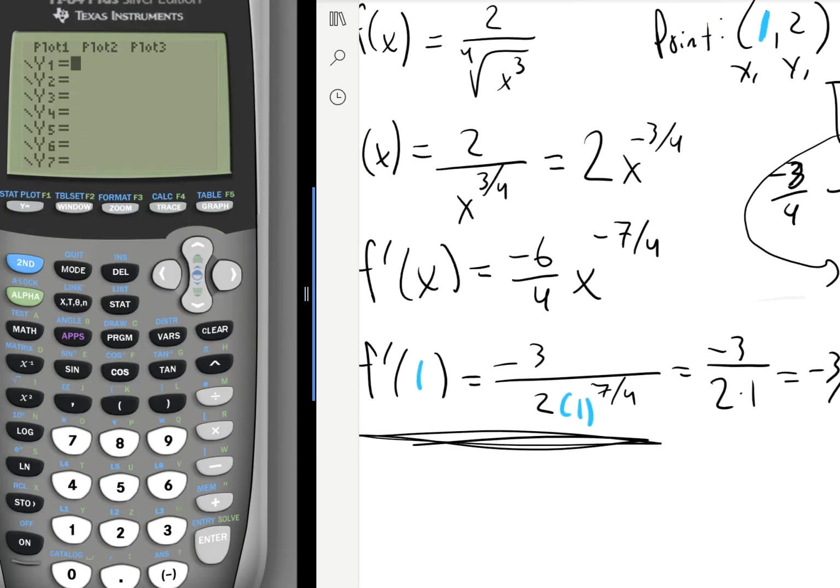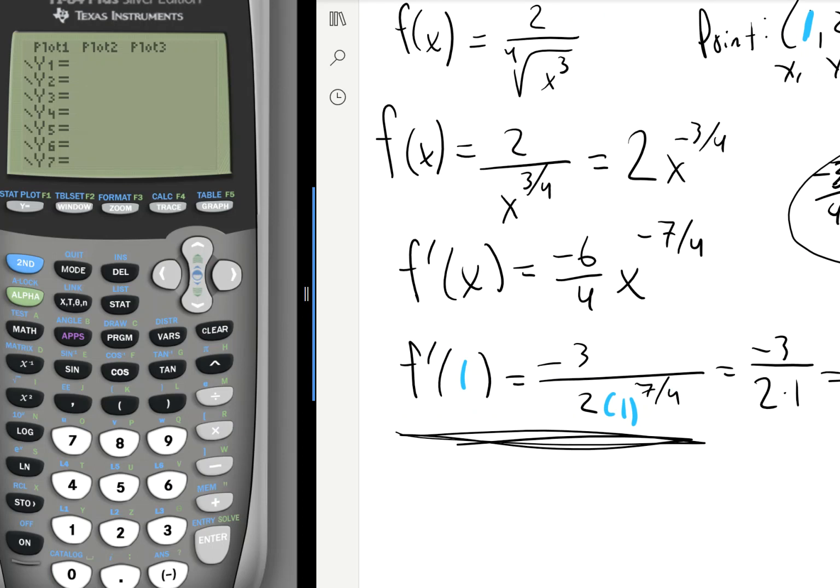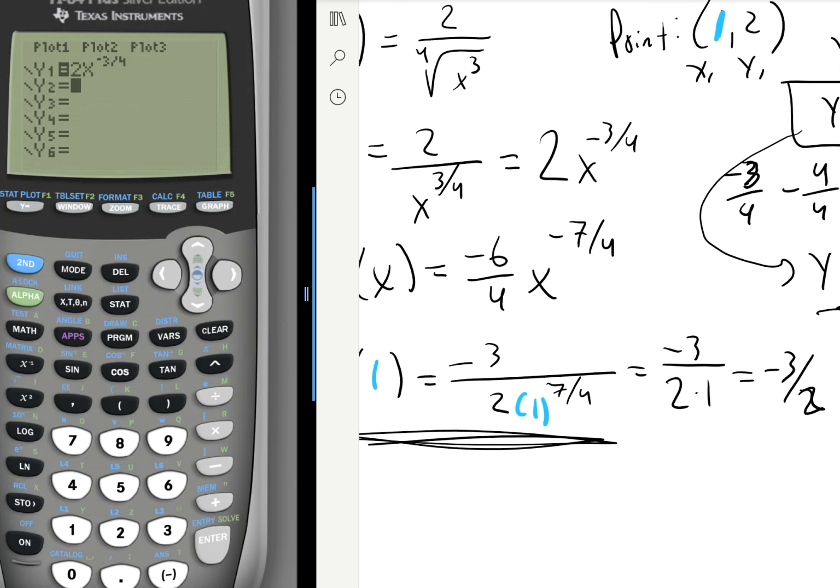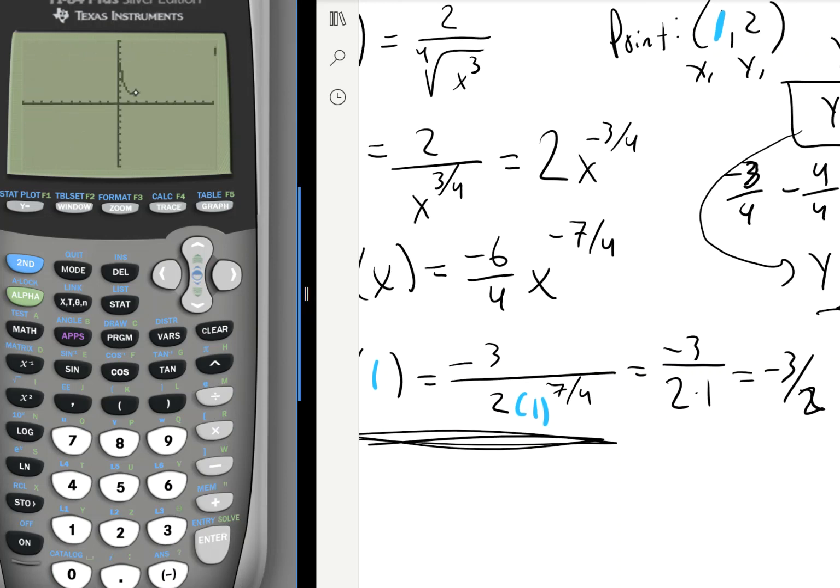Alright, so I'm going to want to graph two things here. I'm going to graph the original function, and since all of these are equal, this would probably be the easiest way to type it in. So I'm going to do that. 2x to the -3/4, and we were interested in what's going on at the point 1, 2. So first of all, it better hit the point 1, 2. So trace 1, enter, allows you to jump to that, and so that does confirm it hits that point.